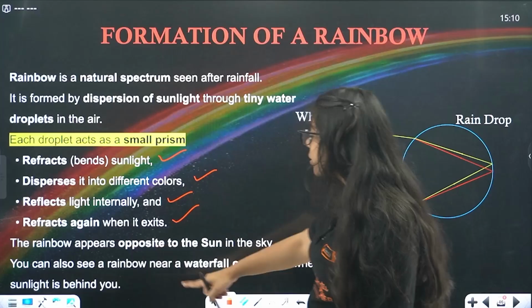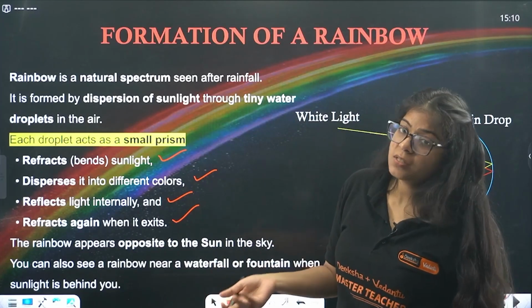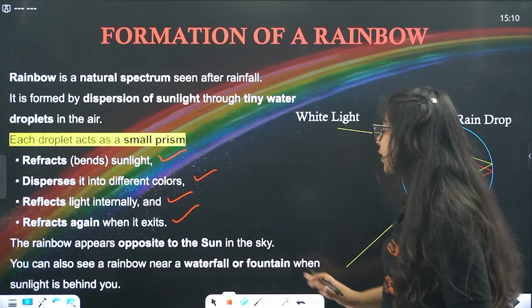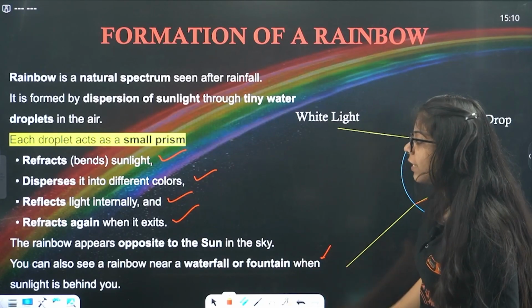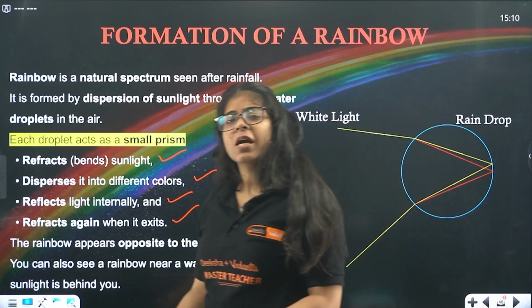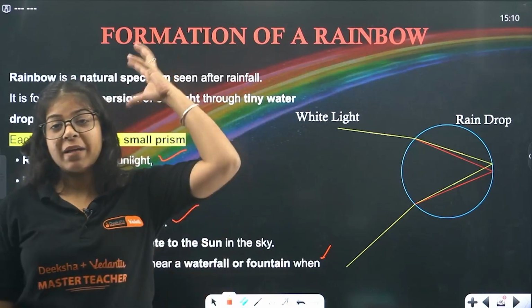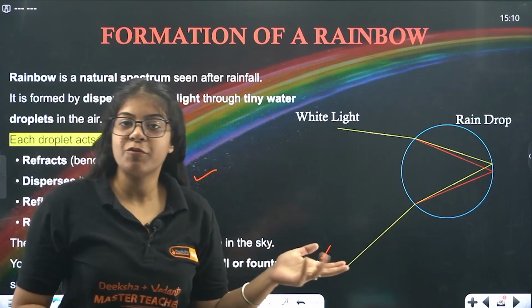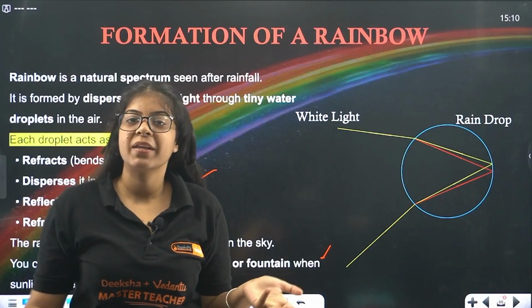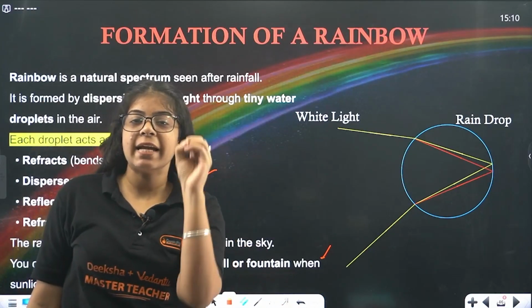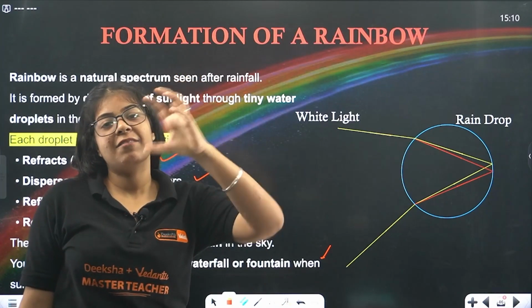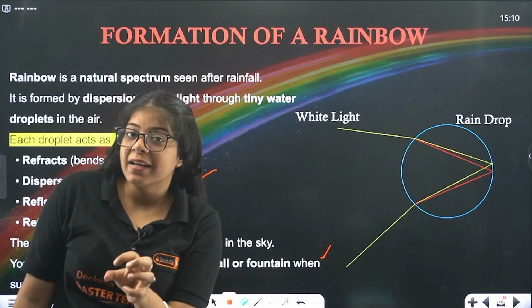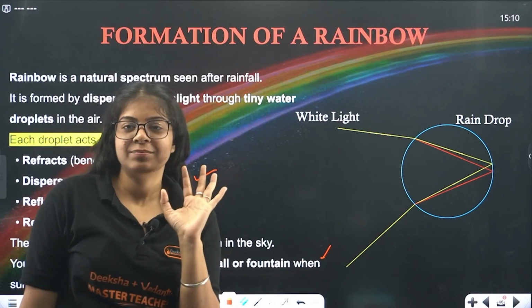Okay, the rainbow appears opposite to the sun in the sky. That is true. You can also see a rainbow near a waterfall or fountain when sunlight is behind you, because we just need water droplets and sun behind you, right? That's the only condition for a rainbow. So near waterfalls also there will be lots of droplets, right? So those droplets will act like tiny prisms in the air, and they will refract, disperse, totally internally reflect, and again refract the sunlight. Done?